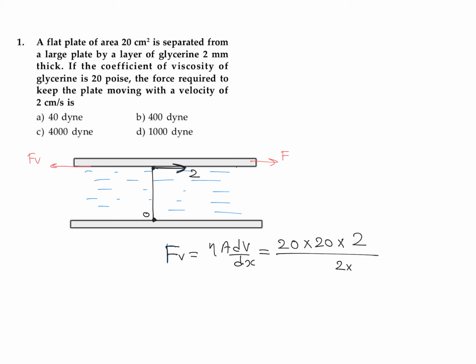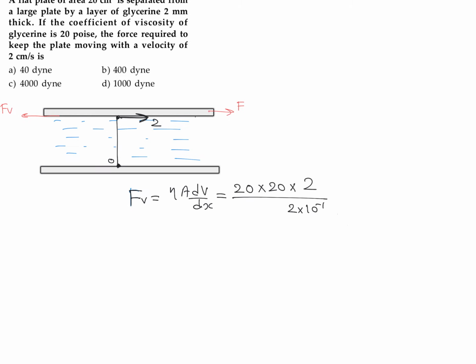So dx we can take it as 2 millimeters. We need to convert it into centimeters. So we can write 2 into 10 raised to minus 1 centimeter. So we can find out the value of this viscous force over here. This 2 and this 2 get cancelled. So we can write this is equal to 20 into 20, that is 400. And 10 raised to minus 1, when it is coming to the numerator, it becomes 10 raised to plus 1, or 10. So we can write the final answer will be equal to 4000 dyne.